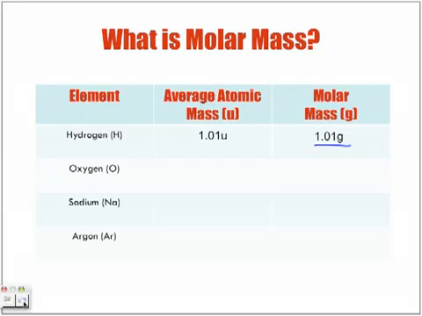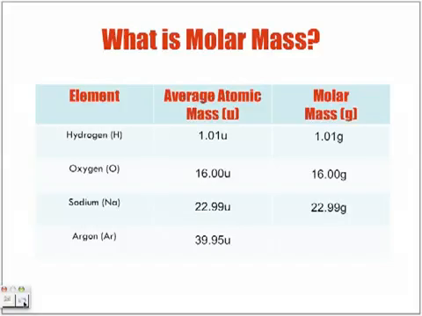Oxygen has an average atomic mass of 16.00 U, so it's equal to 16.00 grams. Sodium, 22.99 atomic mass units, so 22.99 grams. Remember, guys, significant digits. Don't forget that. Last one in this example: argon, 39.95 atomic mass units, and we translate it to 39.95 grams. So far pretty easy, right? It's not that hard.